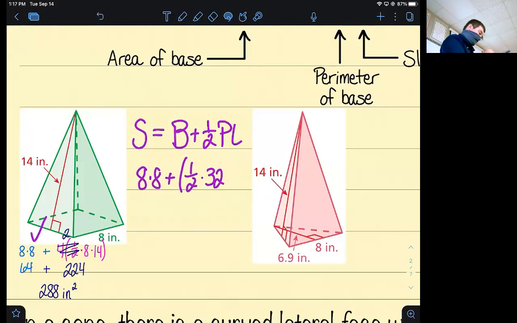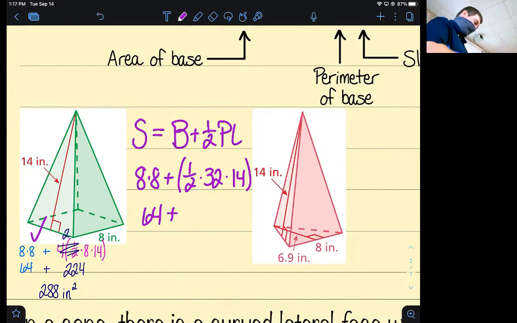Running out of room. I'll scoot you over a little bit. And then the slant height is 14, or the L stands for lateral height. I'll say slant height a lot. That's what I'm used to saying, but it's the same thing. So since this is 64, I know that this will work as long as when we do 1/2 of 32 and times it by 14, I better get 224. If I don't get 224, I'm not going to get the same answer. So 1/2 of 32 is 16, and 16 times 14, oh, man, just kidding. It's 224.